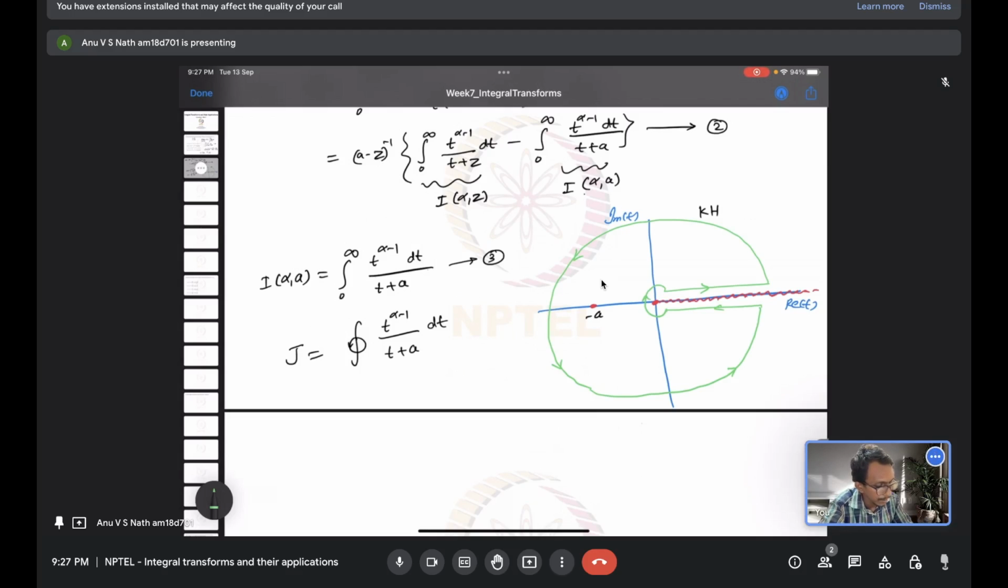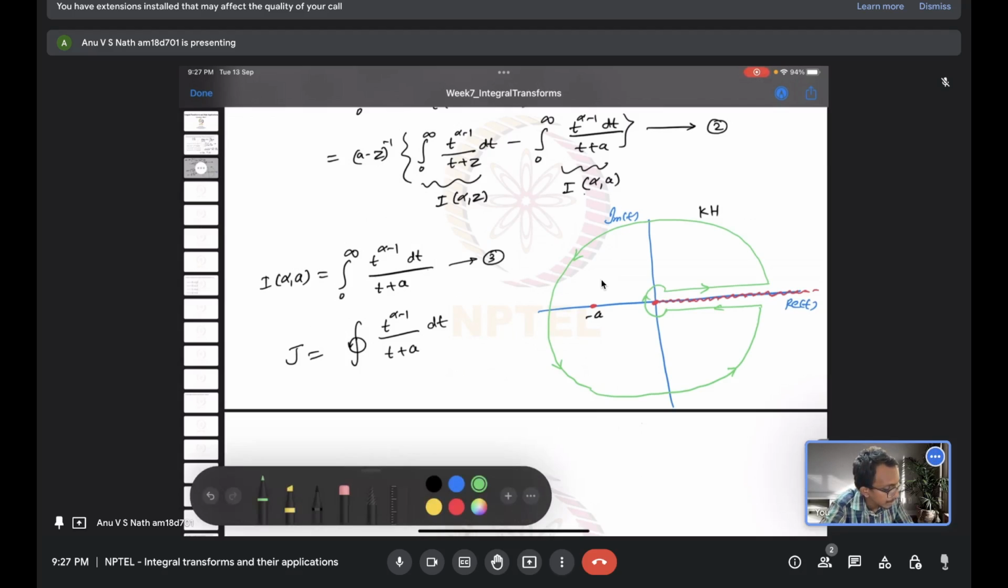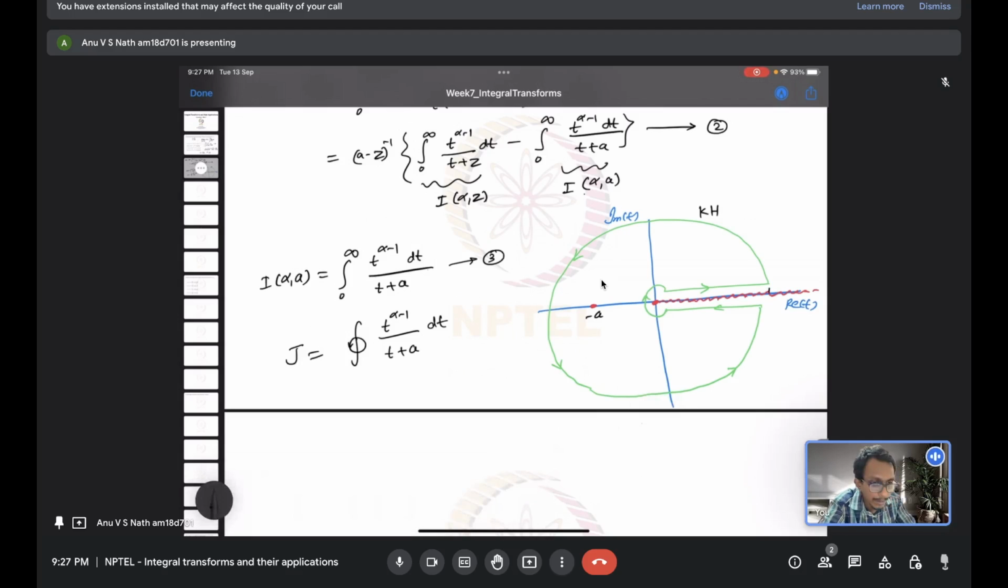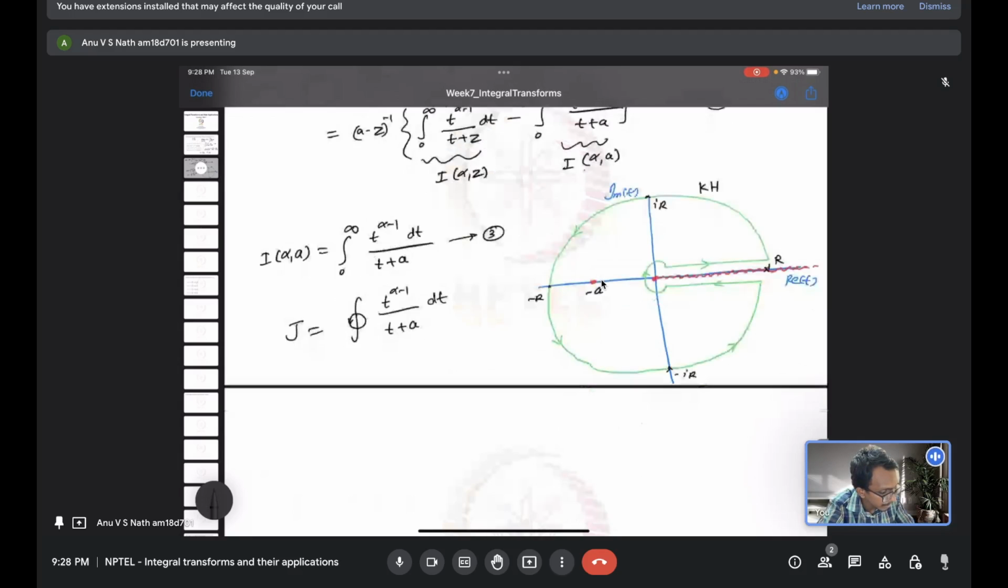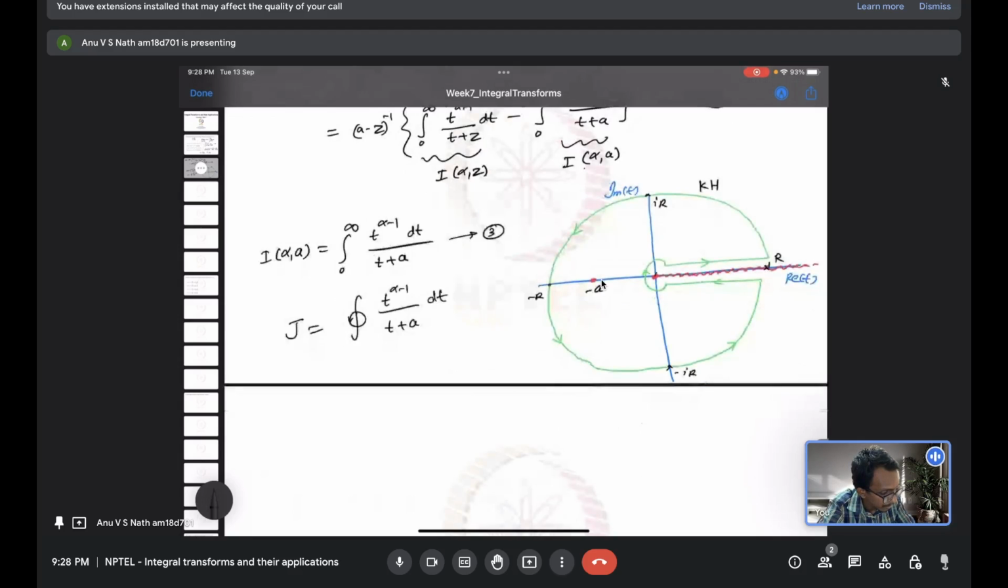The larger circle has a radius of R, so it passes through R, minus R, iR here, and minus iR here. These are the points, and we are going to take the limit of capital R tending to infinity. The smaller circle has a radius of epsilon, and we are going to take the limit of epsilon tending to 0. So we will recover the integral that we actually need to evaluate. The J integral that I have defined is actually performed over this keyhole contour.